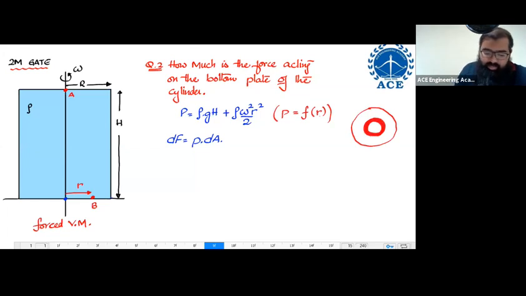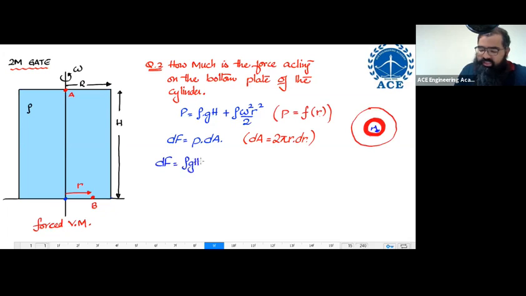This ring element over here is supposed to have a radius small r and a thickness dr. So the value of dA over here has to be equal to how much? It has to be equal to 2 pi r times dr. So now I can say the value of differential force over here has to be equal to how much?